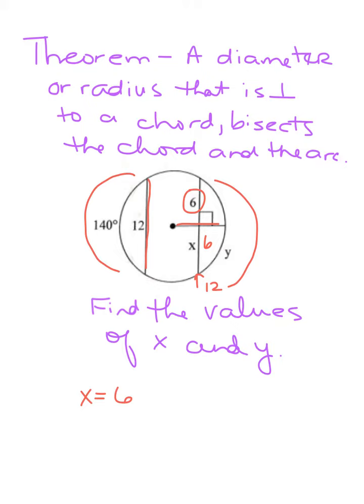But if you look at our theorem, it says this diameter or radius that's perpendicular to a chord bisects the chord and the arc. So if this whole thing is 140, and there's my perpendicular on the chord, I know y is going to be half of that. So y is equal to 70 degrees.